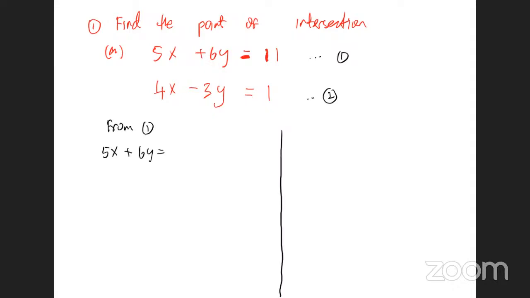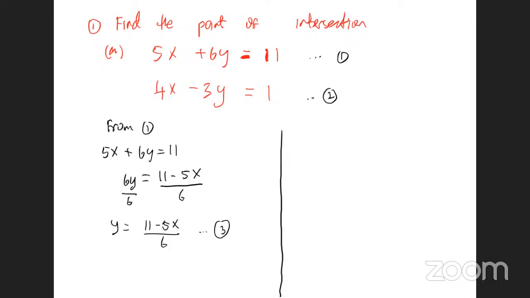Right? So I have 5x plus 6y is 11, which means that 6y, just watch it first, Imran. Watch it first, right? 6y is equal to 11 minus 5x. First part easy. Then I want to make y the subject, so I'm going to divide both sides by 6. That's okay? I'm going to divide both sides by 6. So I'll get y is 11 minus 5x on 6. This is my new equation 3. All right? That is my new equation 3.